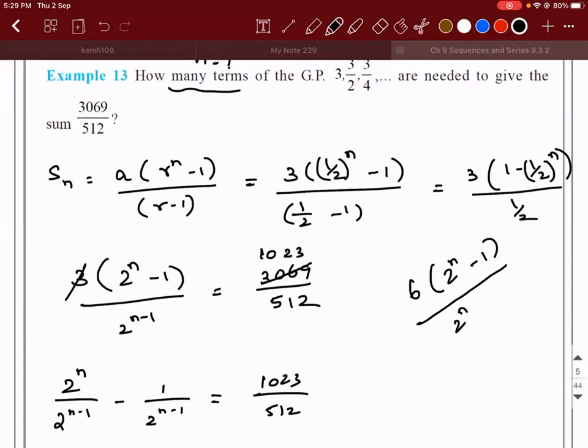Yes, sir. But both are same, brother. Sorry, what I did is, okay, I'll write and show. 2 power n minus 1 divided by 2 power n. No, the 6 what I did is I wrote it as 3 into 2. Now it is 2 power n minus 1. Same, no?